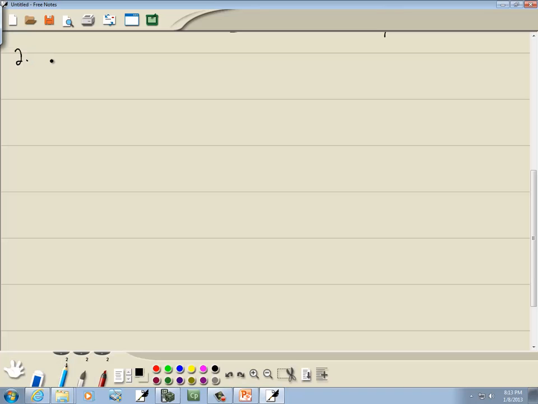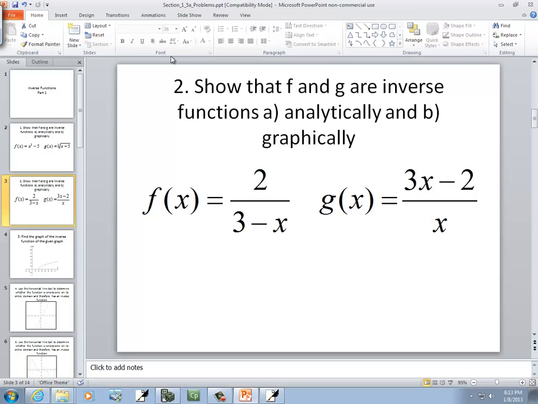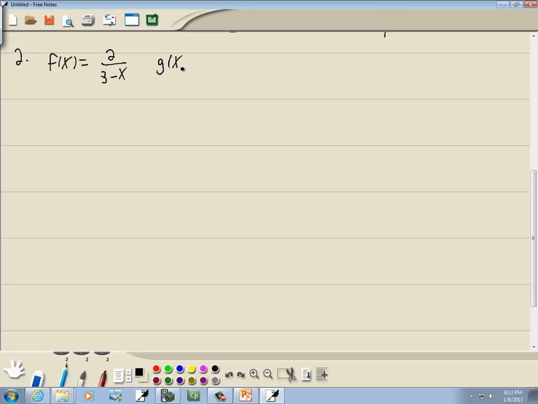We've got f of x equal to 2 over 3 minus x, and g of x equal to 3x minus 2 over x. This one isn't so easy to graph by hand. These aren't basic graphs we've seen in college algebra, so I'll strictly go to the calculator on these. But let's do it algebraically first.